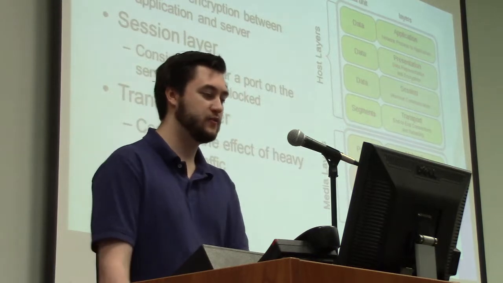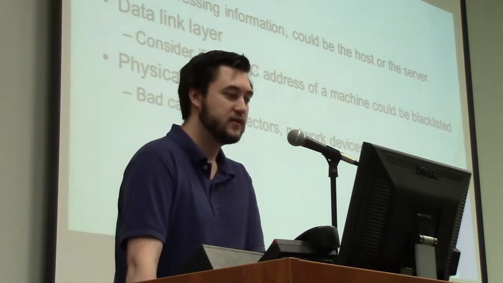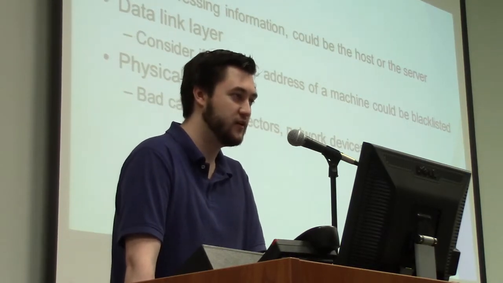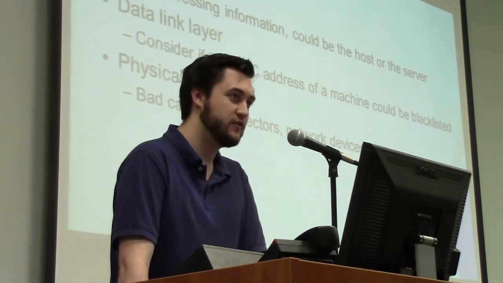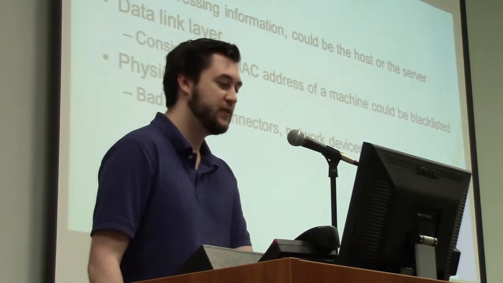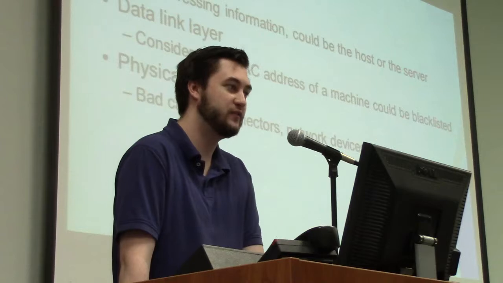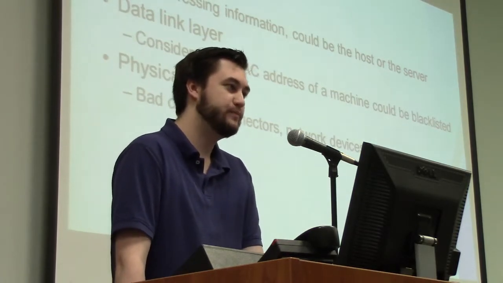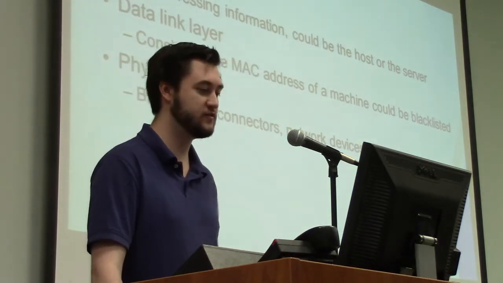And then on the transport layer, you can have heavy network traffic itself. The network layer, you have your IP addressing information. If any of that's misconfigured, obviously it's not going to have internet connectivity, or whatever you're trying to connect to is probably not going to work properly. And you've got the data link layer. You have to consider if the MAC address of a machine could be blacklisted, or maybe it just needs to be whitelisted. Maybe you have it set to only explicitly allow connections from certain MAC addresses.